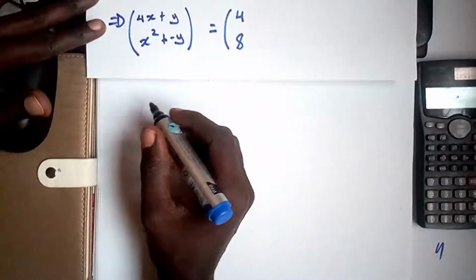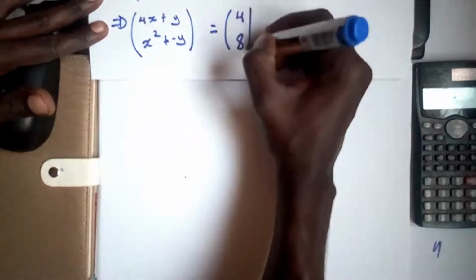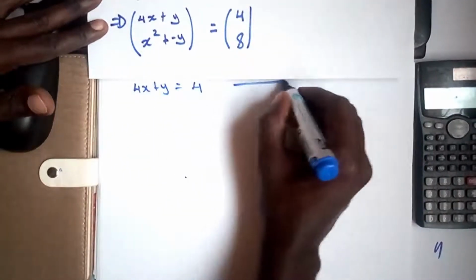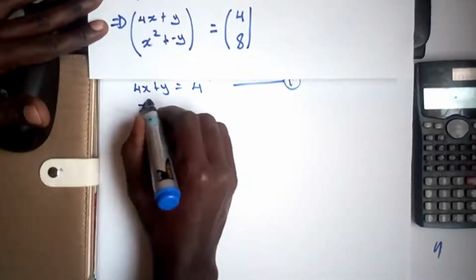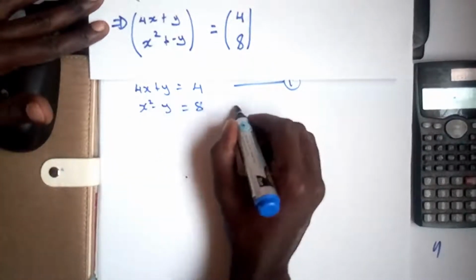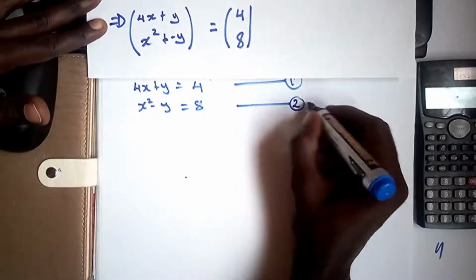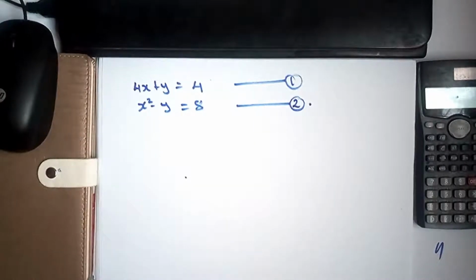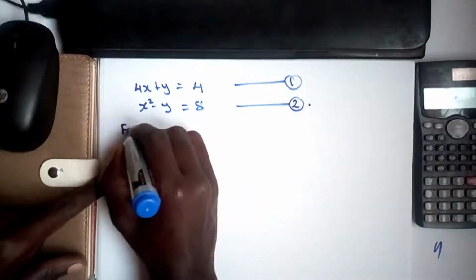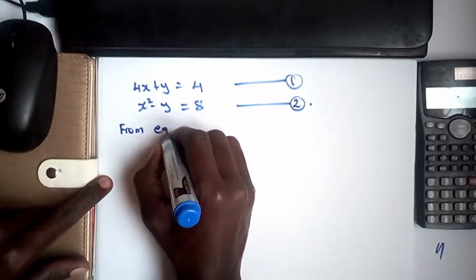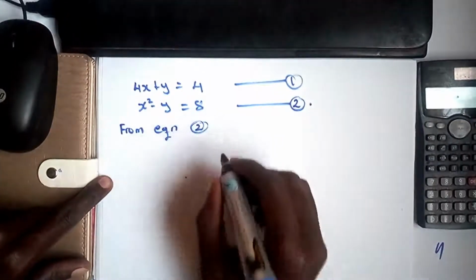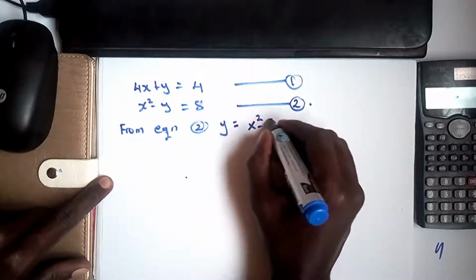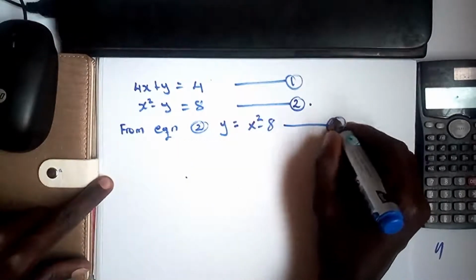Okay, let's form equations. This with that, it's a linear one. So it is 4x plus y is equal to 4. Let's call that equation 1. x squared minus y is equal to 8. Let's call that equation 2. Now let's deal with the equations. From equation 2, y is equal to x squared minus 8, and let's call this equation 3.